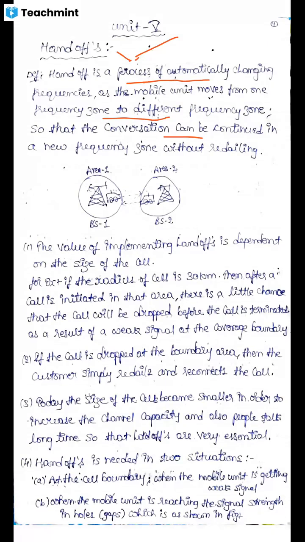It means when a mobile unit in base station 1 is moving to base station 2, the frequency channel allotted to the mobile unit in base station 1 is disconnected and a new frequency channel is allotted in base station 2. This happens simultaneously so that there is no call disconnection. There is no need of redialing a call.